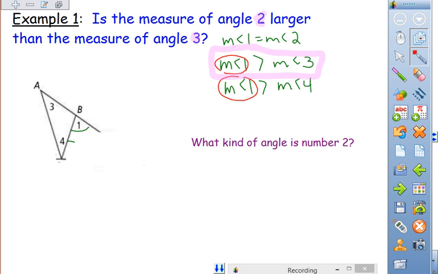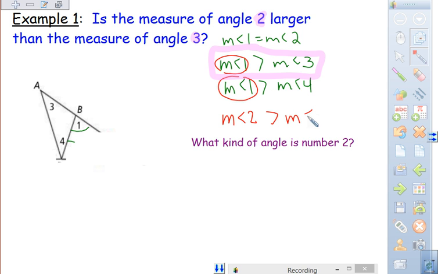So if I rewrite that, I'm going to substitute in the measure of angle 2. It is greater than the measure of angle 3. So is it greater than? Yes, it is. And remember, angle 2 would be a base angle of that isosceles triangle.